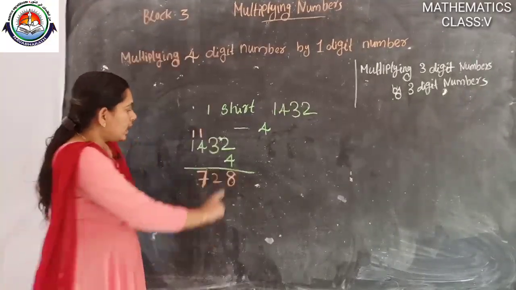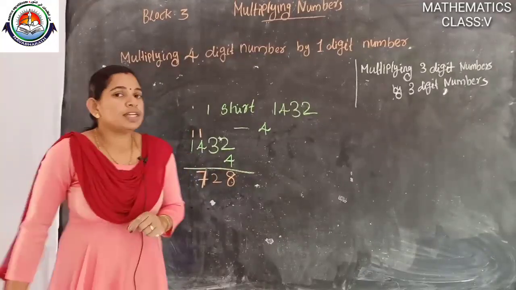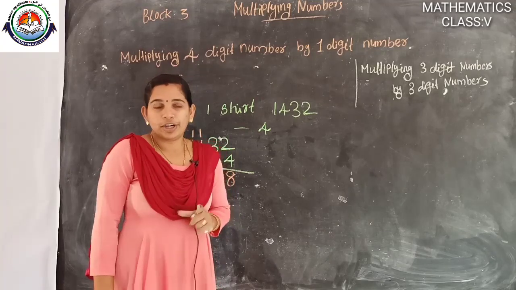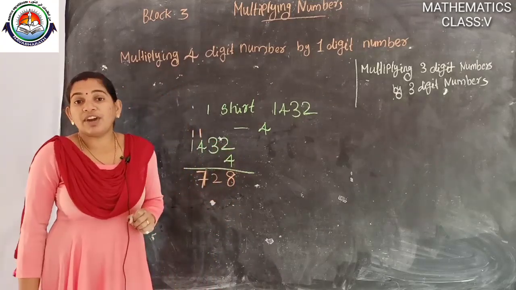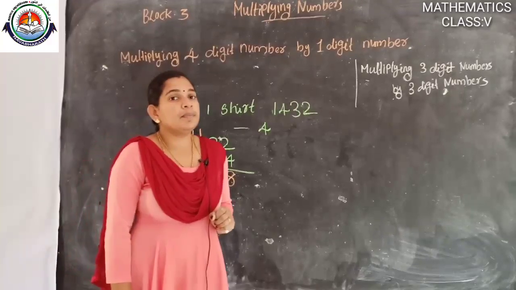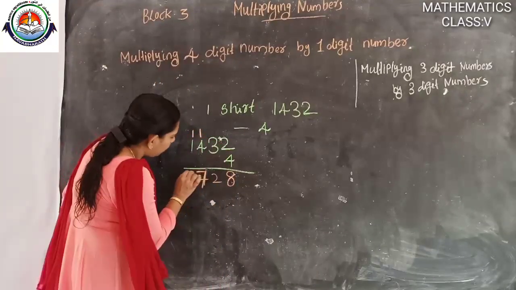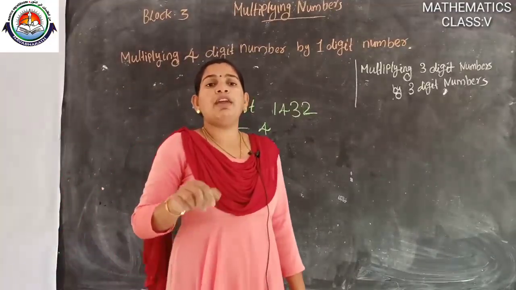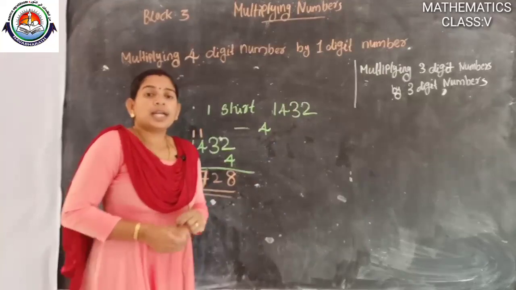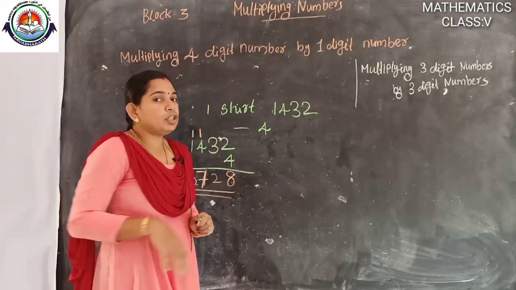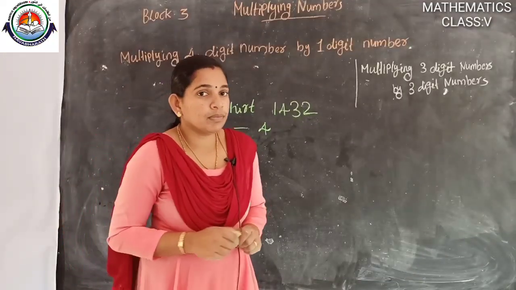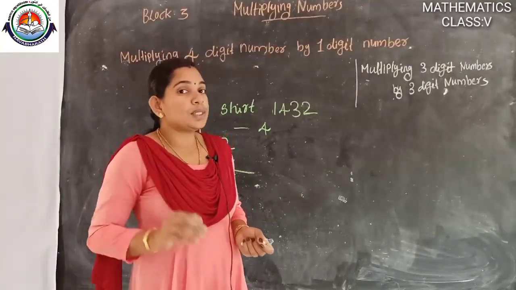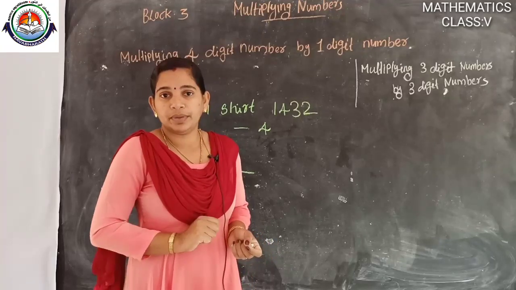Okay. Then 4 into 1. What is the value of 4 into 1? Yes, 4. 1 carry is there. 4 plus 1, 5. So, how many rupees do I have to pay for 4 cousins' shirts? 5,728 rupees. 5,728 rupees I have to pay. Is it?